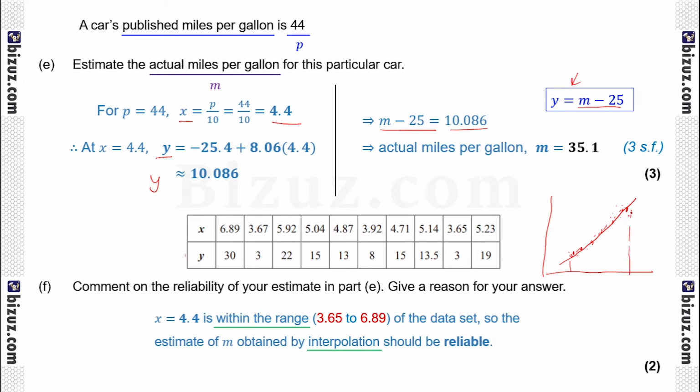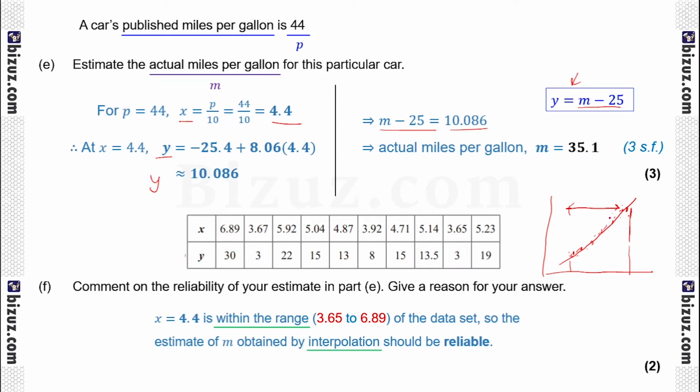So if you use the regression line to find any value of the dependent or independent variable based on the other, within this range, this is basically the range of the data. Within this range, if you use the line to estimate any value, that is going to be reliable. This is called interpolation, where you're estimating within the range of the data.